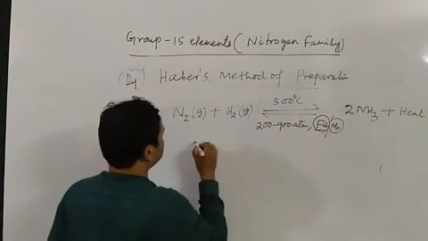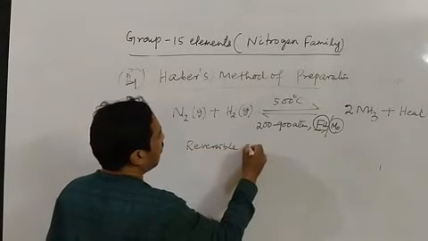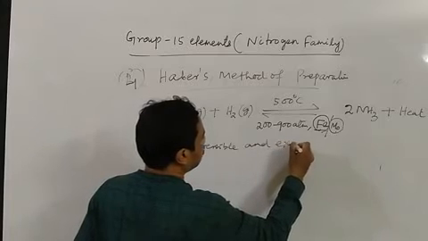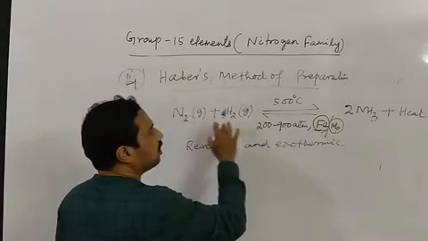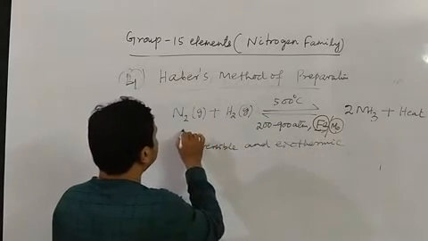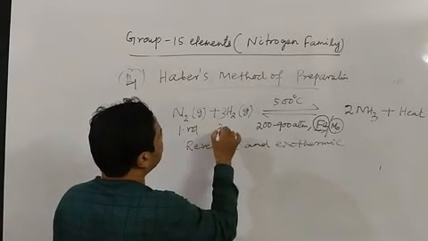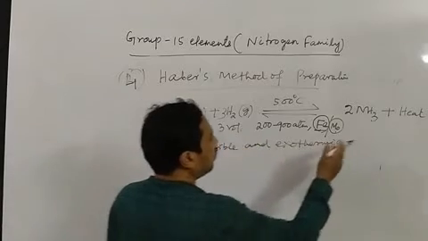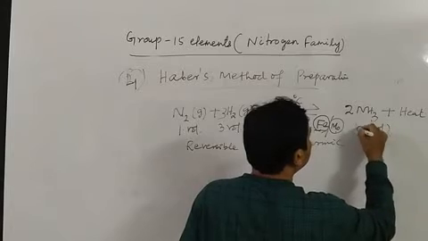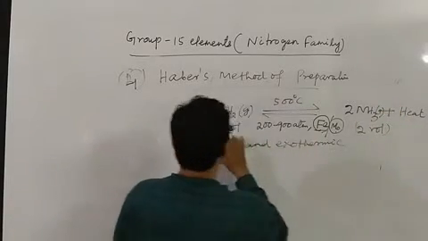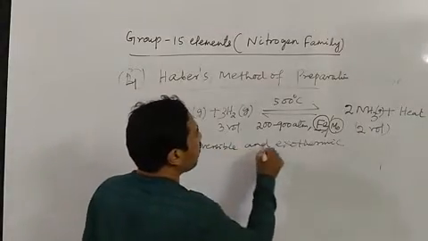This reaction is reversible and exothermic, and involves a decrease in volume. On the left hand side, 1 volume of nitrogen and 3 volumes of hydrogen. On the right hand side, only 2 volumes of ammonia gas. The volume decreases in the forward direction. So this reaction is reversible and exothermic.